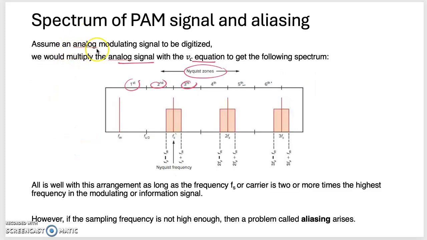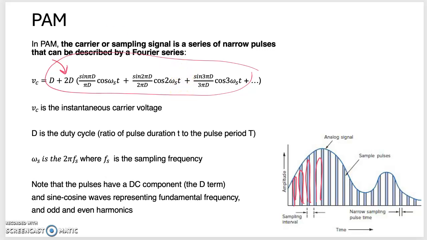Now assume an analog modulating signal to be digitized. We would multiply the analog signal with the VC equation to get the following spectrum. Now this is of course a simplified version. We started off with an analog signal, right? And then we want to digitize it. So we multiply this signal with VC. Now what is VC? Let's go back. It's simply this equation, whereby this equation is the instantaneous carrier voltage.